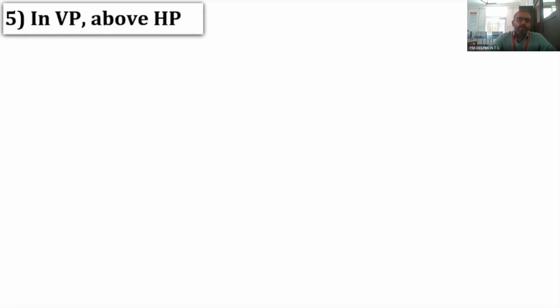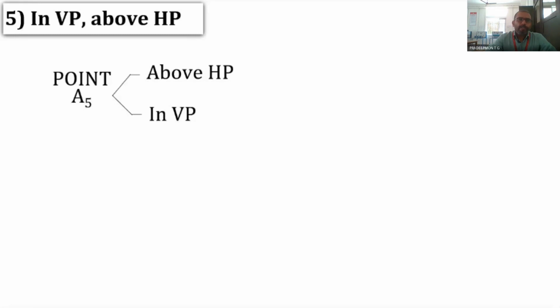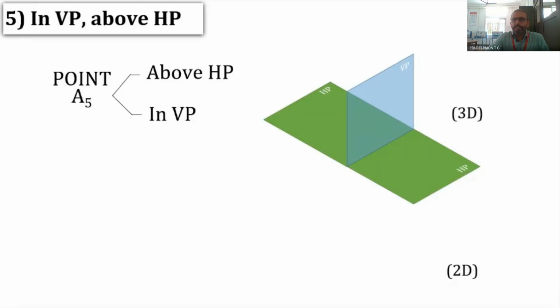So now in the fifth condition, the point A5 is above the HP and is in VP. In 3D, HP extends to both sides of the VP, and this is the XY line. In 2D also the XY line is drawn. Now the point A5 is lying in VP.